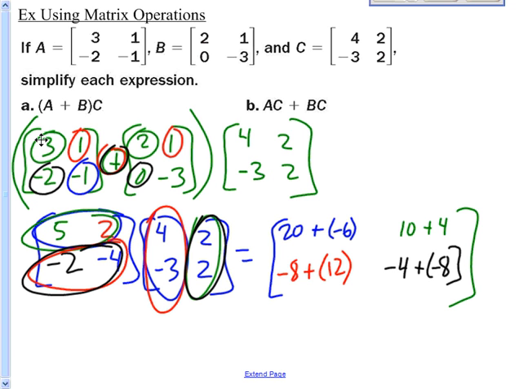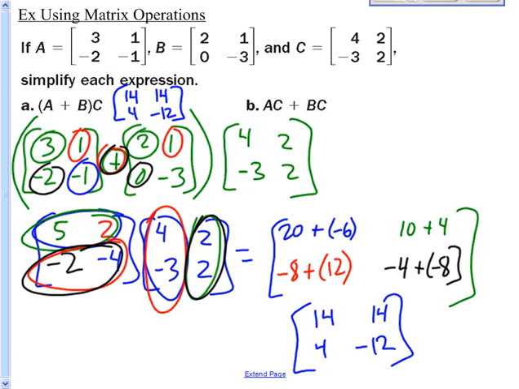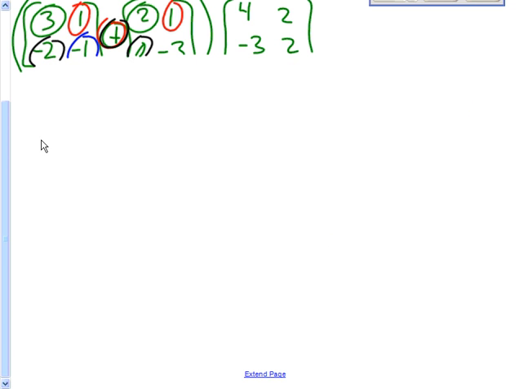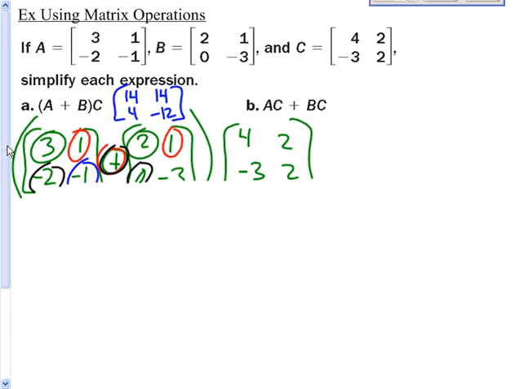Okay, so this looks like it ends up cleaning up to be 14, 14, 4, negative 12. Let me make a note of that: 14, 14, 4, negative 12. And we'll do that next one.